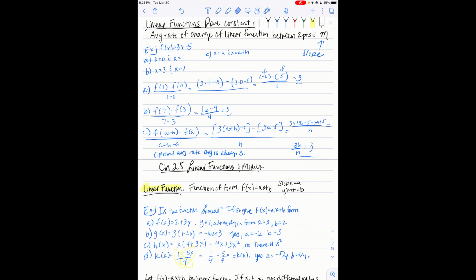So I have 3 times a plus h minus 5, minus 3a minus 5, over h. Then I distribute the 3 and multiply it out. I get 3a plus 3h minus 5. And then distribute the negative: you get negative 3a, because you're distributing, and negative 5 becomes positive 5. So I get negative 3a plus 5 over h. Things cancel, and I get 3h over h. The h's cancel, and I get 3. So C actually proves that our average rate of change is always going to be 3.